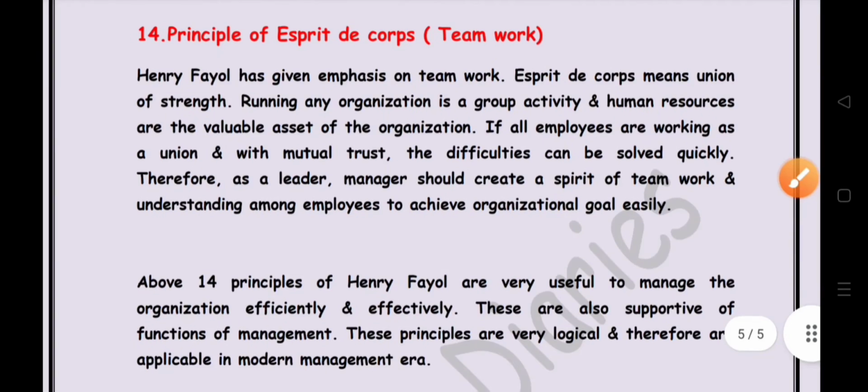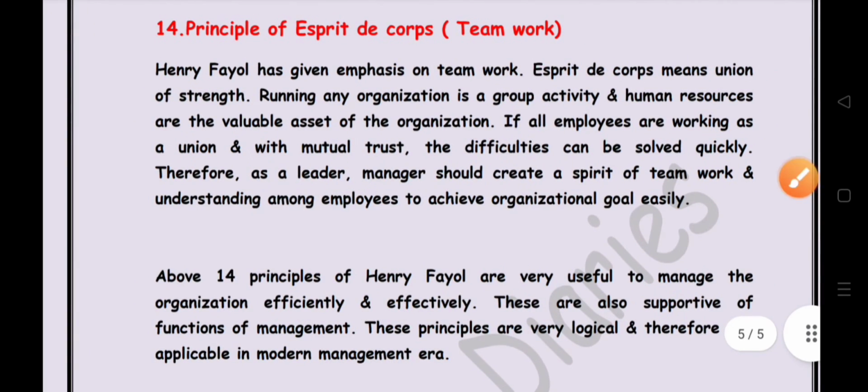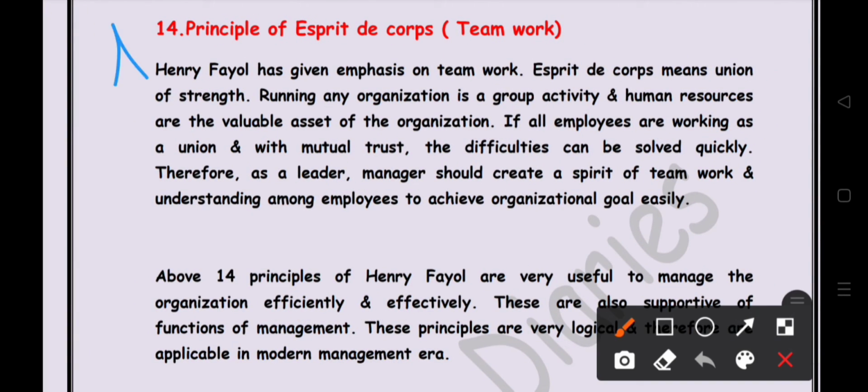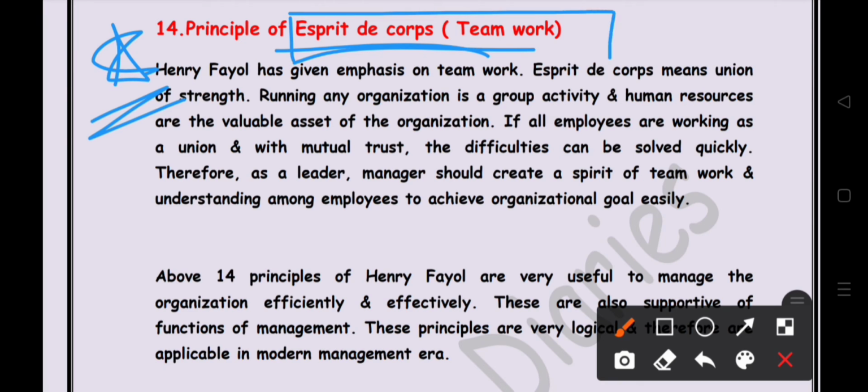Then next, this is the last and an important principle in this theory, that is Esprit de corps, which means teamwork. First, remember this term: Esprit de corps means teamwork. Henry Fayol has given emphasis on teamwork. Esprit de corps means the union of strength. This is also a key term to remember.